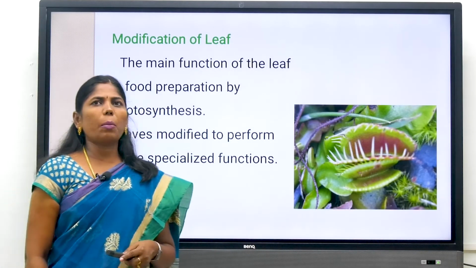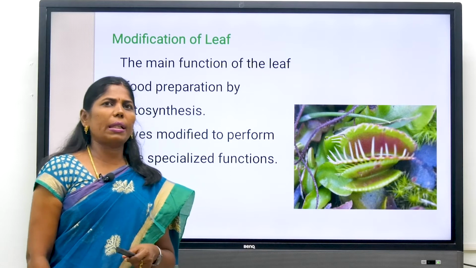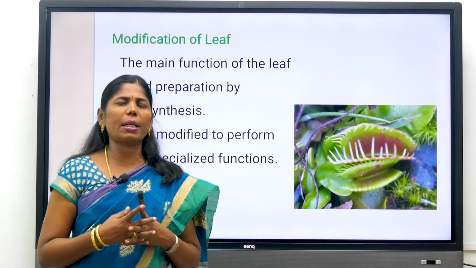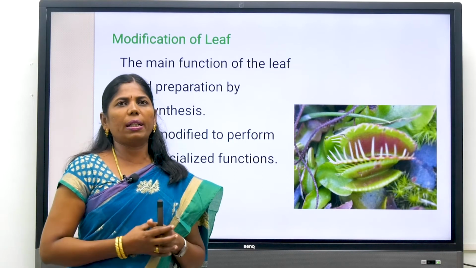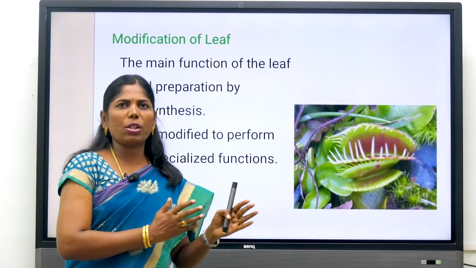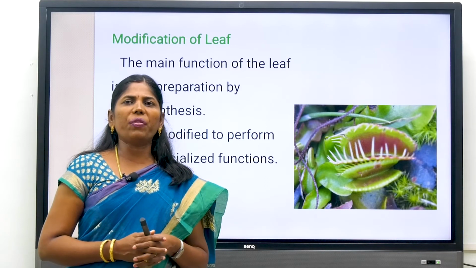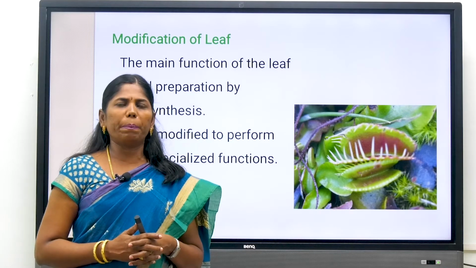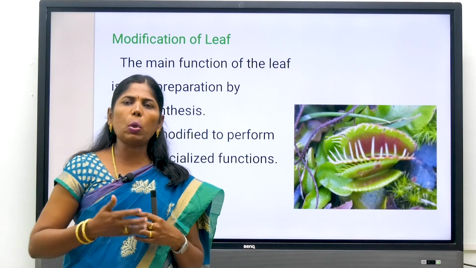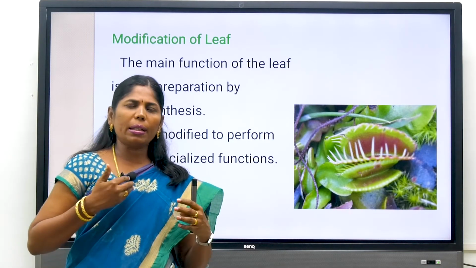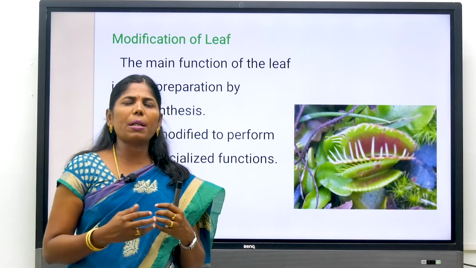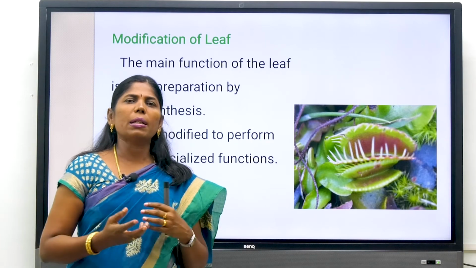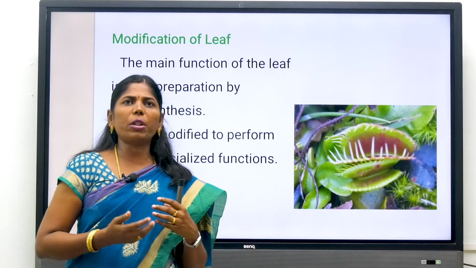Next we are going to see the modification of the leaf. We already studied how plants, especially the leaves, are modified to carry out functions. Now we are going to learn the modification of the leaf. The leaf consists of three important parts: the leaf base, the petiole and the lamina. Each part is modified to protect the plants from animals, and to survive they have to protect themselves.